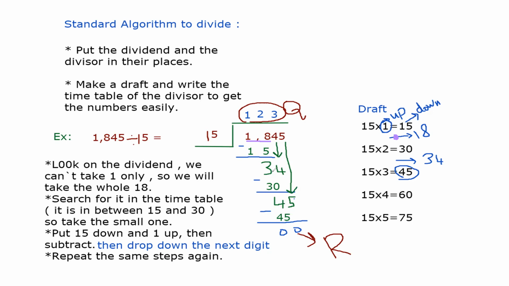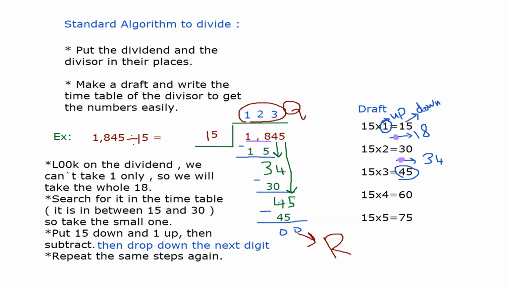8 minus 5 equals 3. 1 minus 1 is 0. Now drop down 4. You have 34. So we are going to search again. Where is the 34? Can you see it? Yes, it's here between 30 and 45. So we are going, of course, to look at the lower one, which is the smaller. So we are not going to take 45, we're going to take 30. So put 2 up in the quotient and put 30 below 34 and make subtraction.